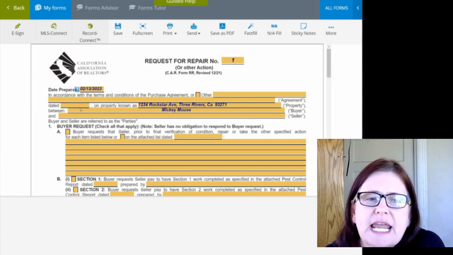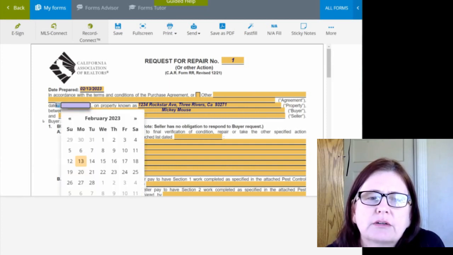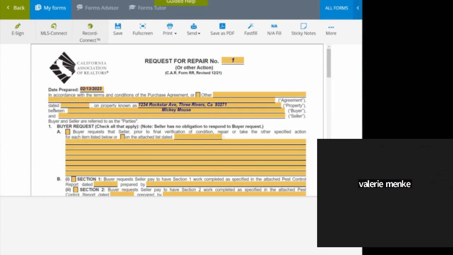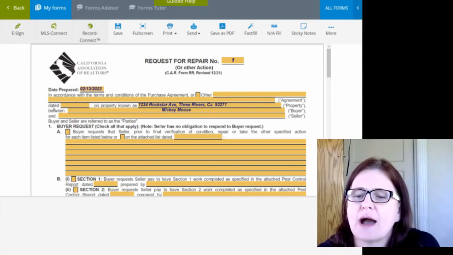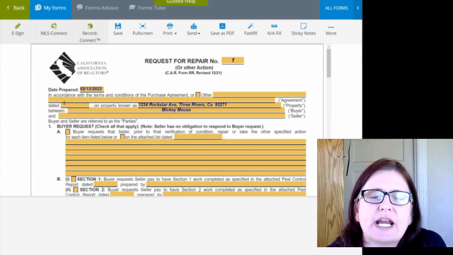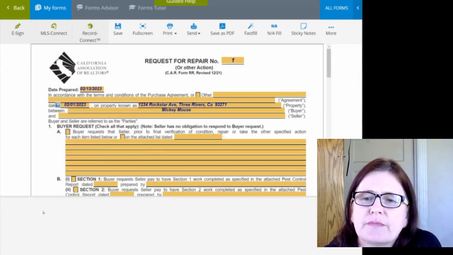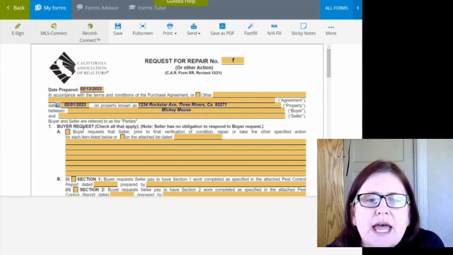So this dated, who knows what date goes here where it says dated? Anybody? Greg, you were muted. Valerie, yes, contract date. So whatever the date of the RPA was, that's the date that's going to go there. If you had another form listed here instead of the RPA, then it would be the date of whatever that form was.